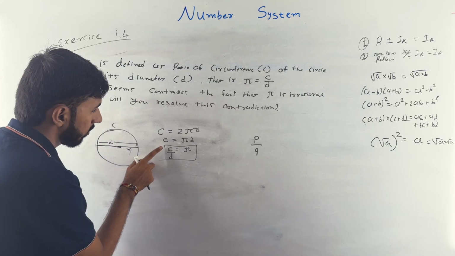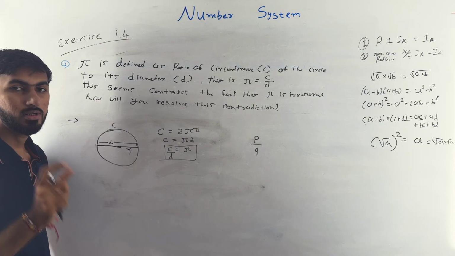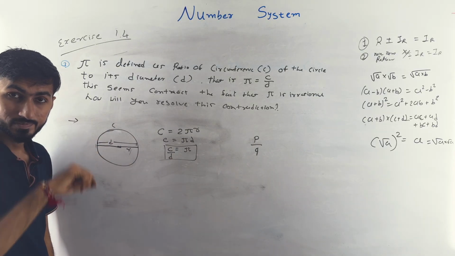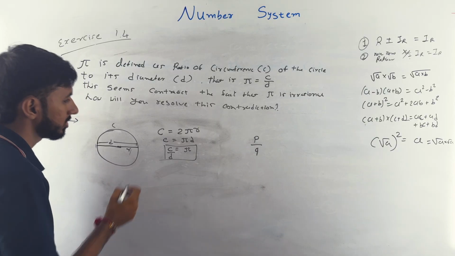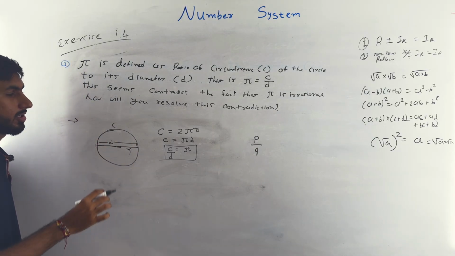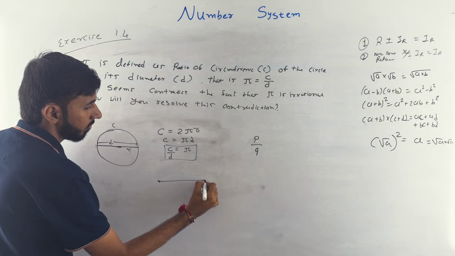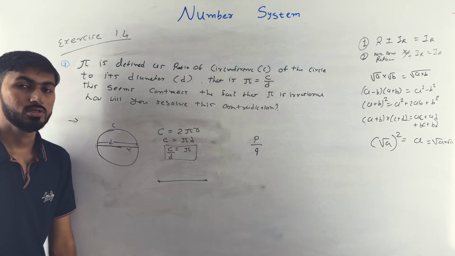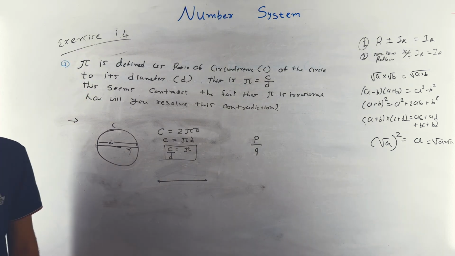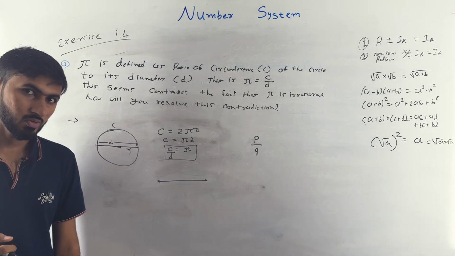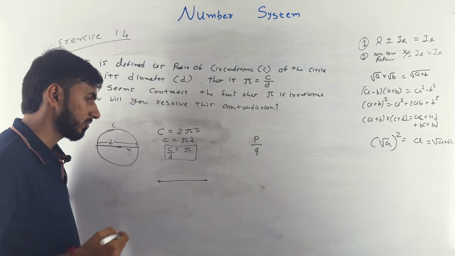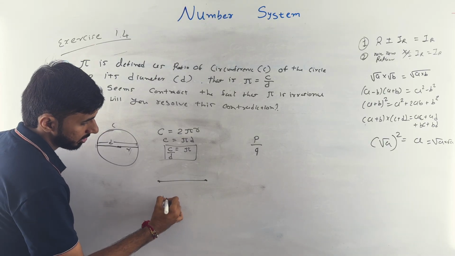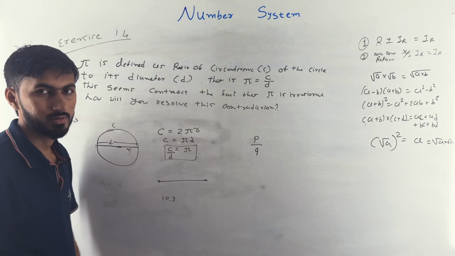Now, what if the values of c and d have infinite digits after the decimal point? What I am saying is, in the real world, if I measure the length of anything, let's say I want to measure the length of this line segment, it depends on the device that you will use. If I measure the length of this with a scale, let's say the length will be 10.3 centimeter.